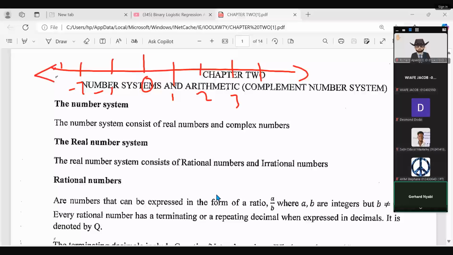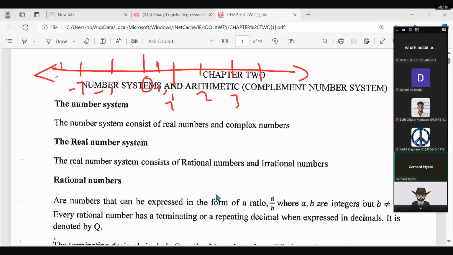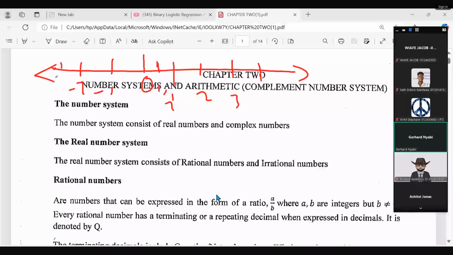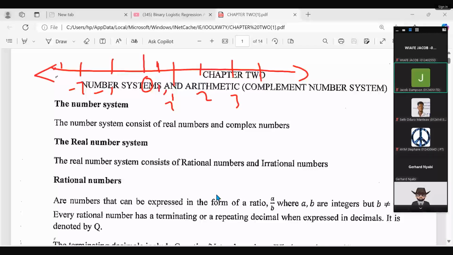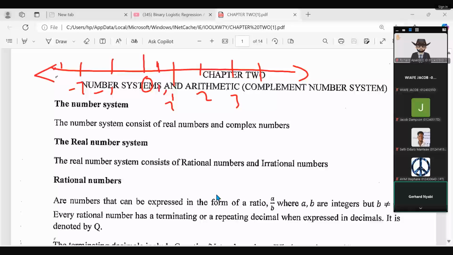But the moment you introduce fractions, let's say you have half here, it's no more integers. Integers are just whole numbers. They could be negative or positive whole numbers. And you know what whole numbers are? When we say whole numbers, we are only referring to positive whole numbers, from 0 to infinity. Now, the moment we introduce half, it ceases to be an integer, it becomes a bigger body of numbers.